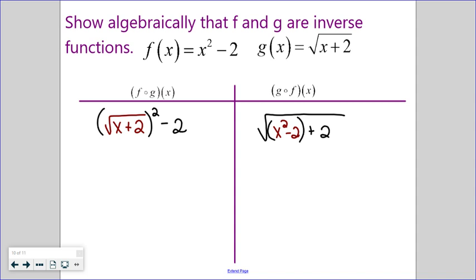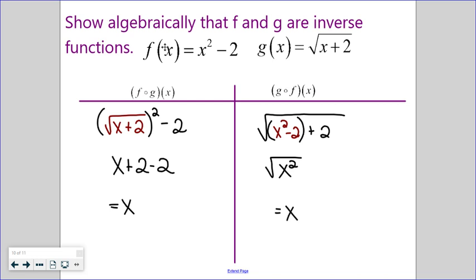Okay, so cleaning this one up, there's my setup. Correct steps that I should show algebraically. Squaring and square rooting are opposites, which would leave me with x plus 2 minus 2. Plus 2 minus 2 is 0, leaves me with equals x. Over here, I should combine my like terms first, which gives me square root of x squared. Squaring and square rooting is our opposite. I get left with x.